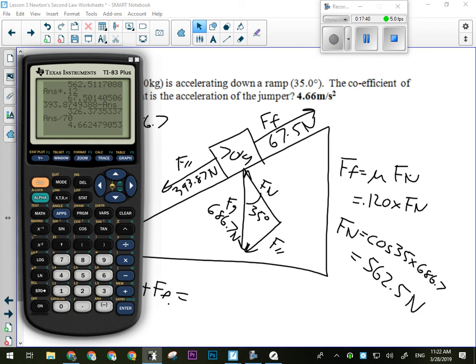I don't have a vector on mine, and I should. It should say down the hill. All right, is that making some sense?